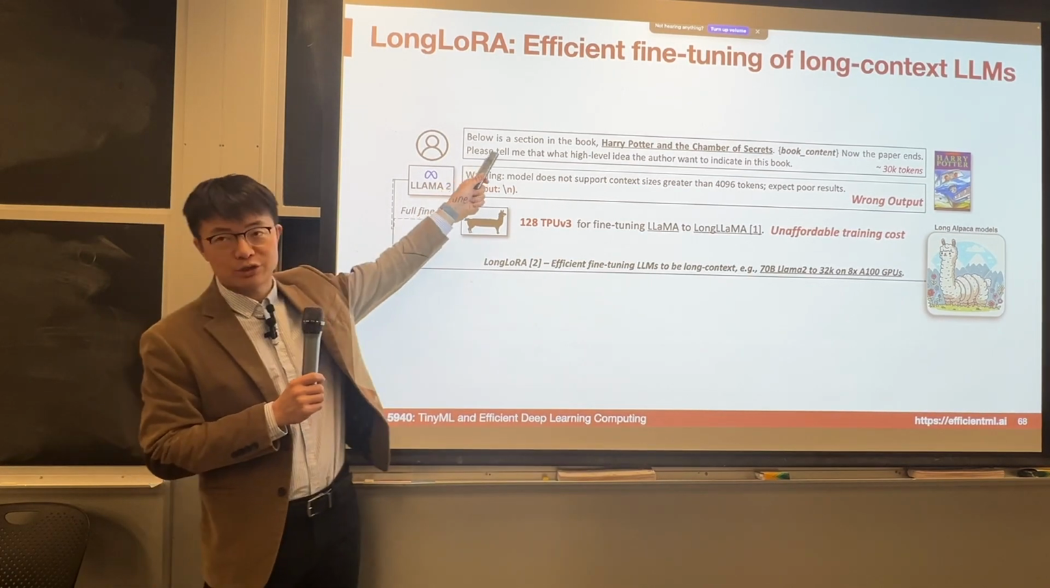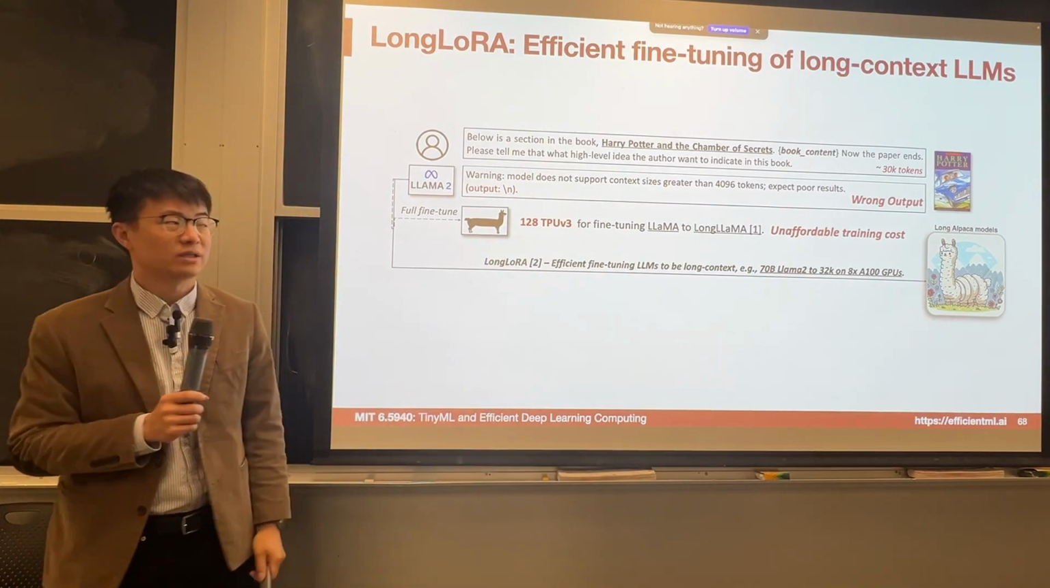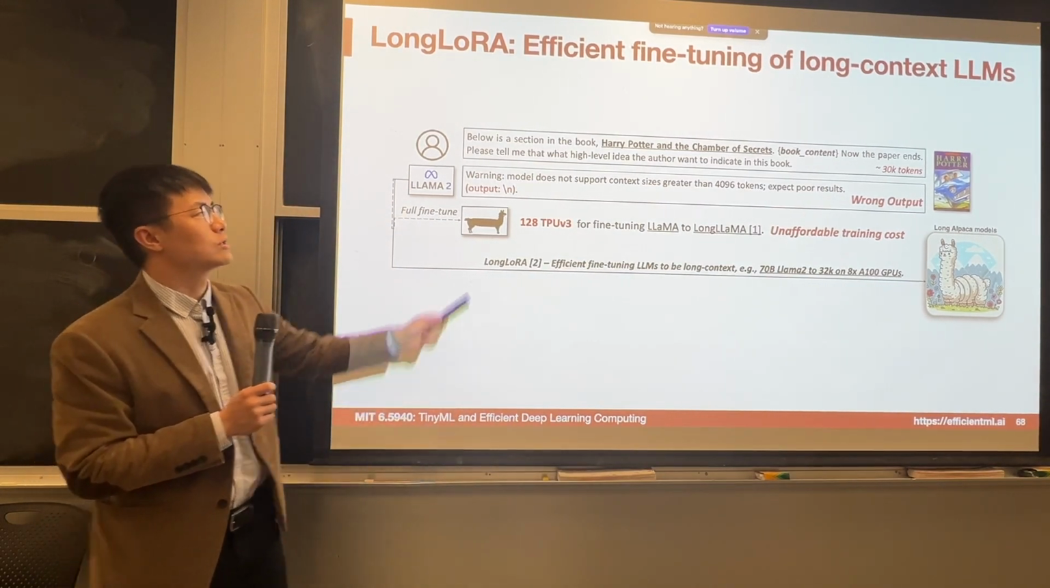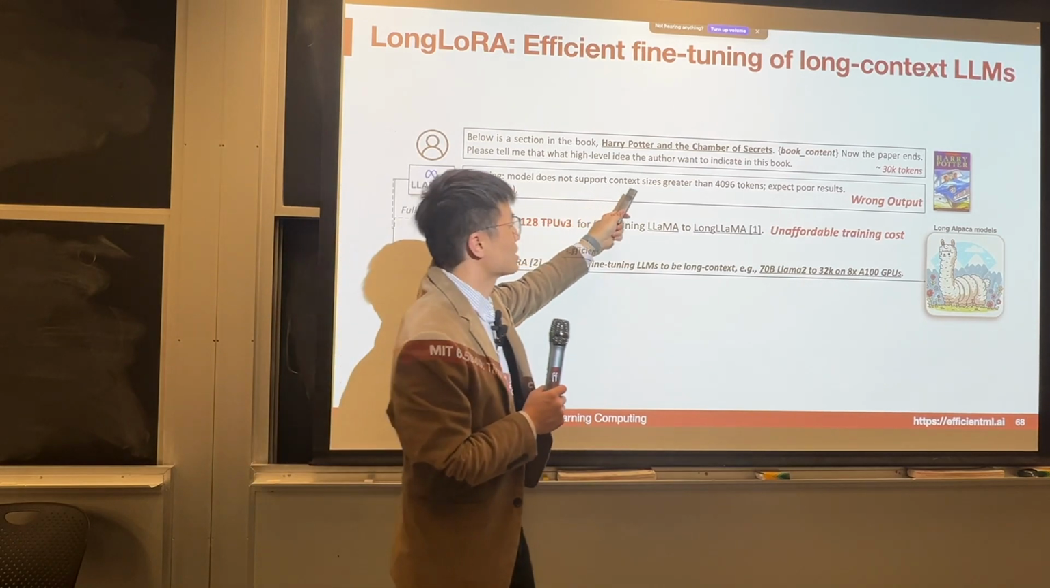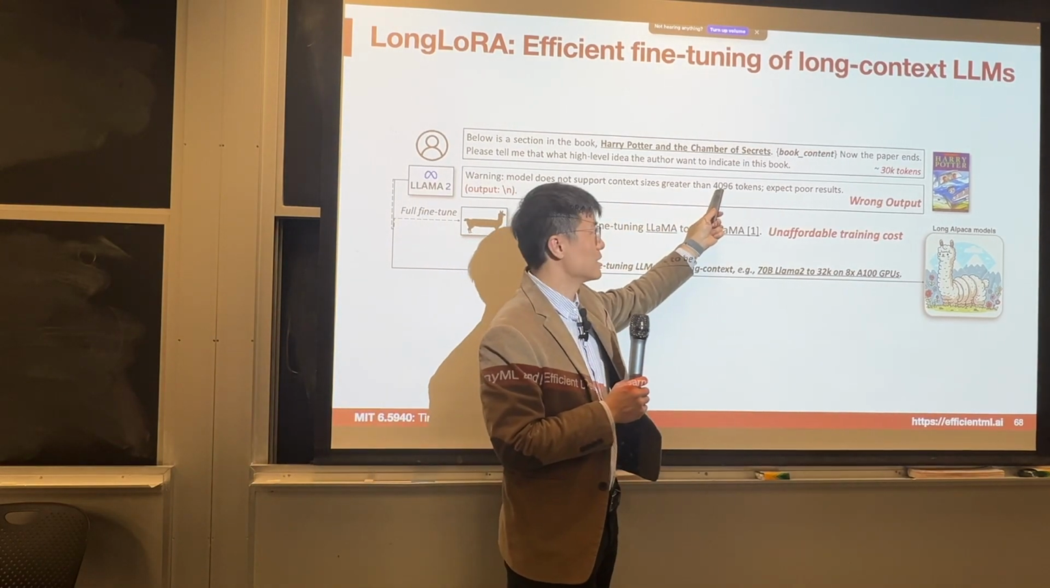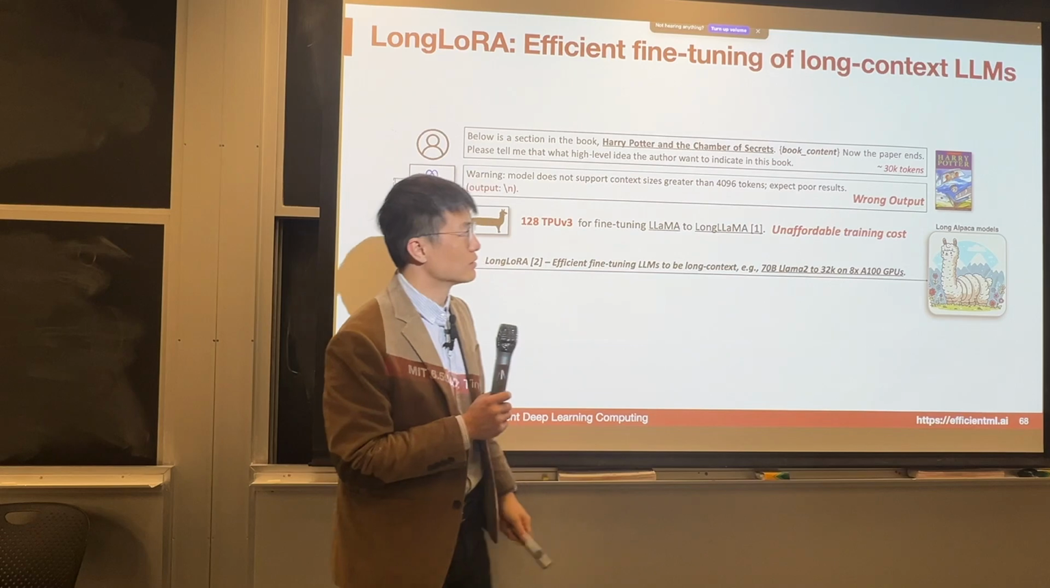If you feed such a prompt from the Harry Potter book directly to Llama 2, it's going to say the model does not support context sizes greater than 4K tokens. So expect a poor result.